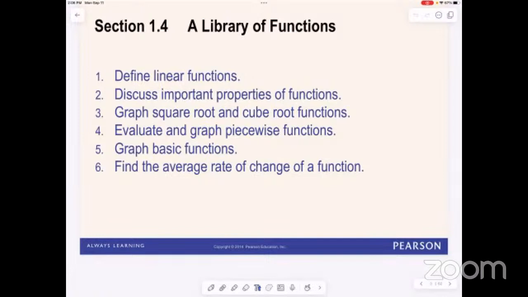With this section, a few objectives. 1, we'd like to define what we mean by a linear function. 2, discuss important properties of functions. 3, graph square root and cube root functions. 4, evaluate and graph piecewise functions. 5, graph basic functions. And 6, find the average rate of change of a function.